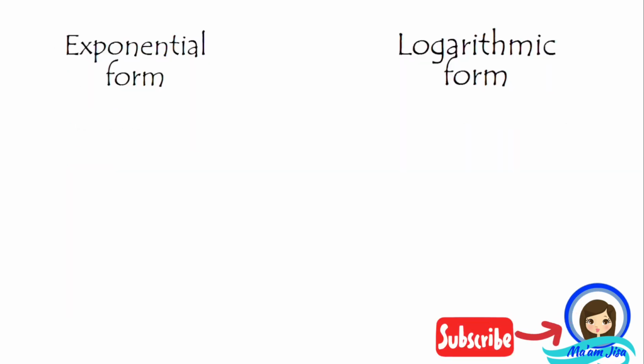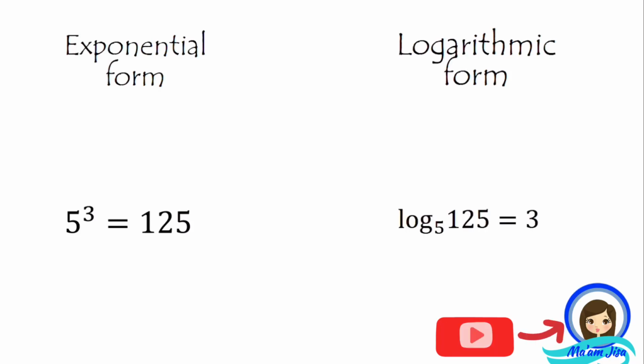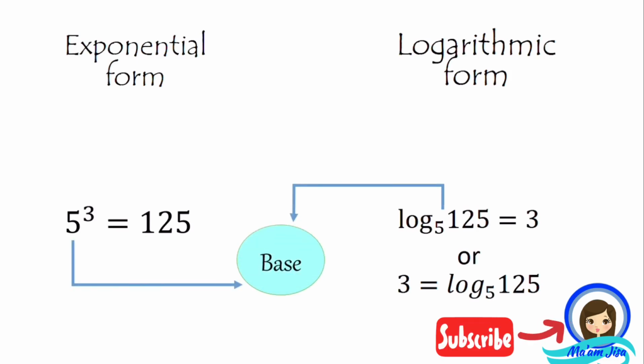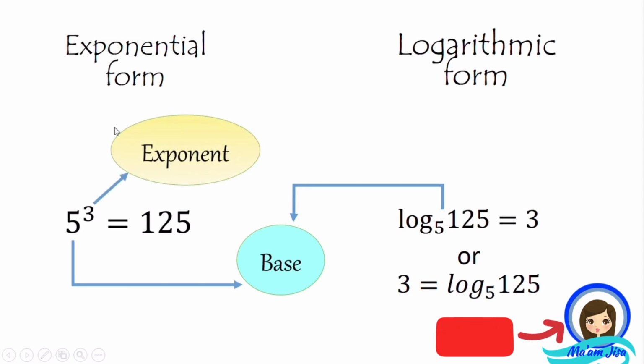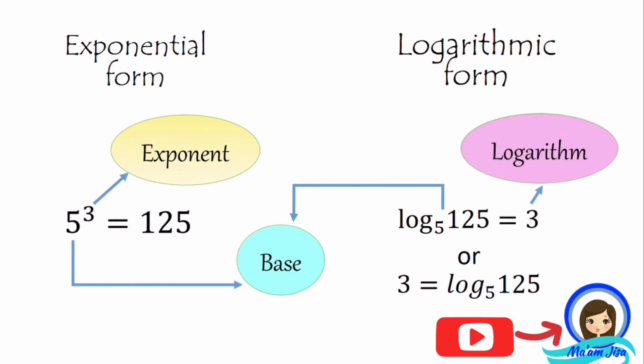Let's have some illustrations from exponential form to logarithmic form. 5 cubed equals 125. In the logarithmic form, that is log of 125 to the base 5 equals 3, or 3 equals log of 125 to the base 5. 5 here is our base in both the exponential and the logarithmic form. In the exponential form, 3 is our exponent, while in the logarithmic form, 3 is the logarithm. So the exponent is actually the value of the logarithm of a number.